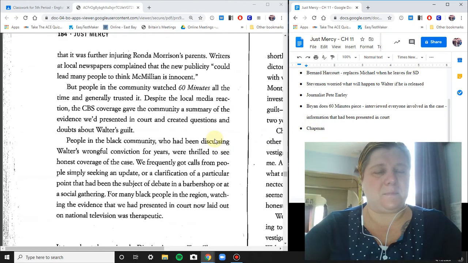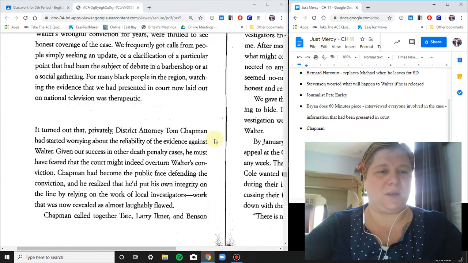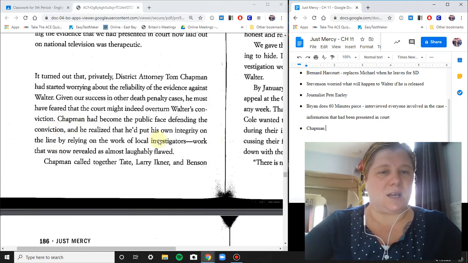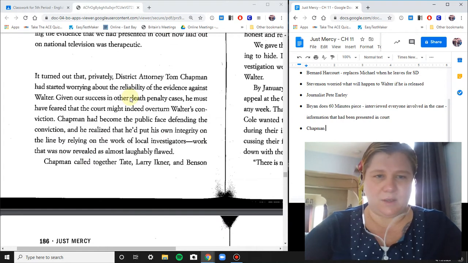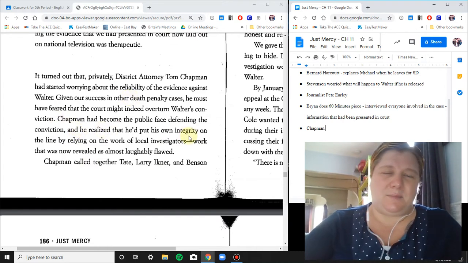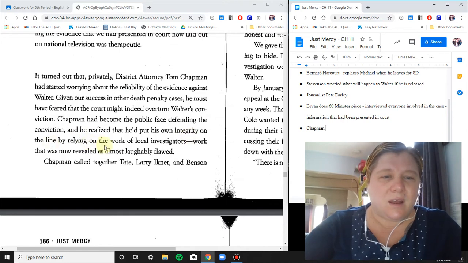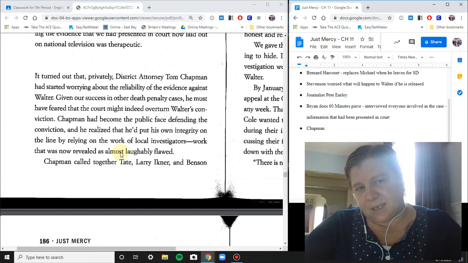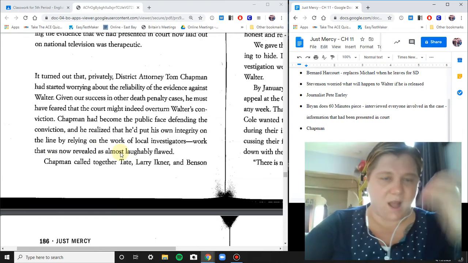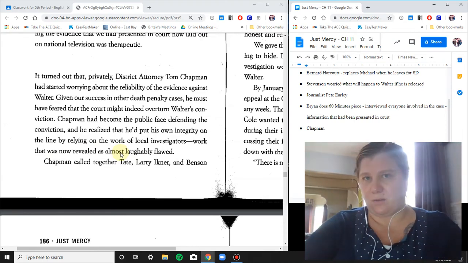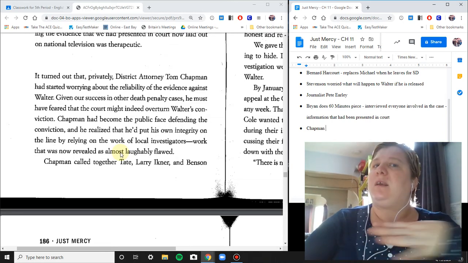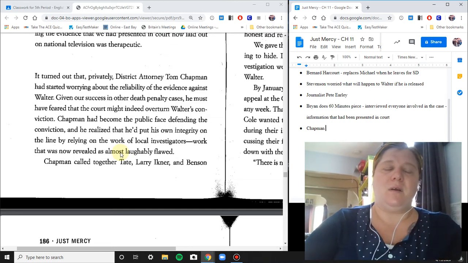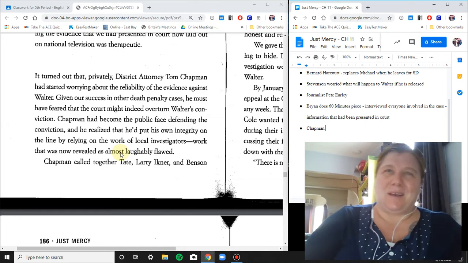I'm not gonna do what he does here. So he makes an assumption, and it's okay, it could be true. He says that Chapman realized he put his own integrity on the line, and so maybe that is Stevenson saying that's probably why he did this. He didn't do this out of the goodness of his heart. We're gonna leave Stevenson's opinion out. I just want facts in the summary.